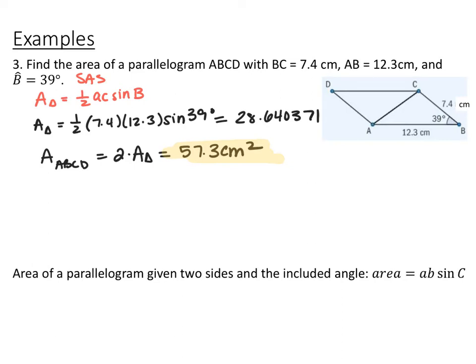Based on this, you could know that the area of a parallelogram, if you have two sides and the included angle, would be AB sine C, where A and B are your two sides and C is your included angle.